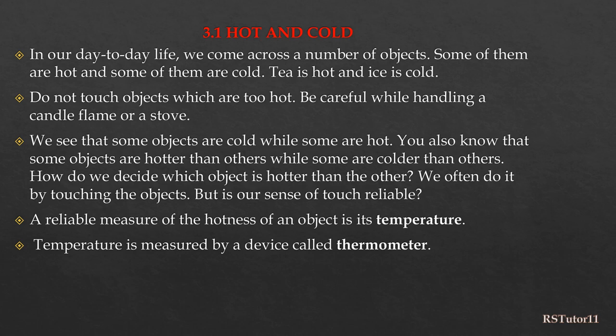We see that some objects are cold while some are hot. You also know that some objects are hotter than others while some are colder than others. How do we decide which object is hotter than the other? We often do it by touching the objects, but is our sense of touch reliable? A reliable measure of the hotness of an object is its temperature. Temperature is measured by the device called thermometer. So basically, to measure temperature we use the device thermometer.